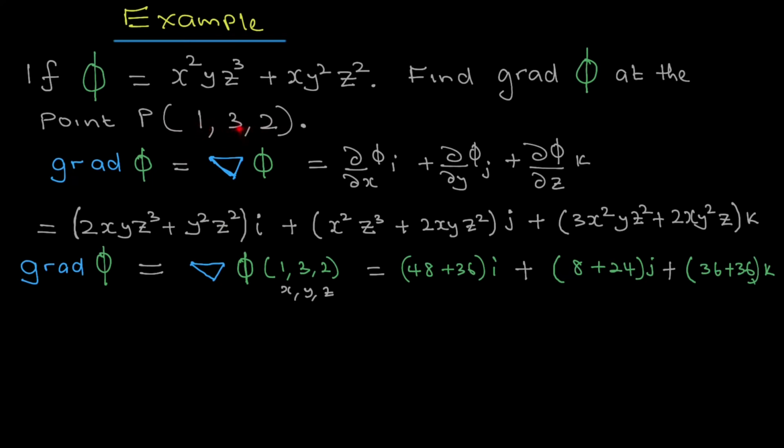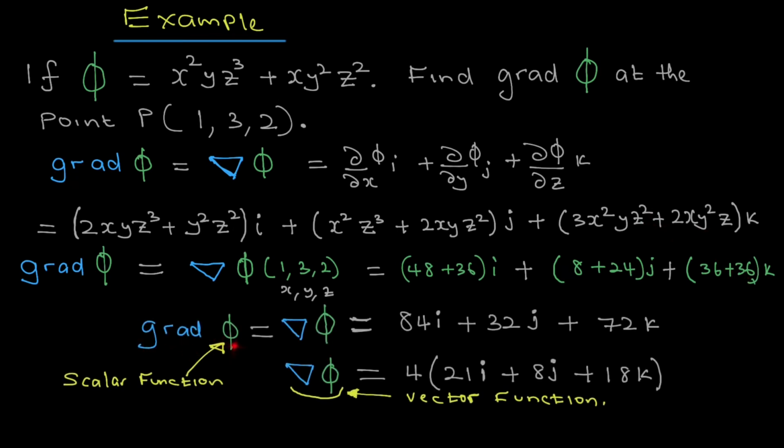Now we need to work out grad for that point. This is x, y, and z. And so to do that, we just place the x value in there, and the y value and z value. In doing that, we get 48 plus 36 for that one. And for that one, I get 8, because when x is 1 and z is 2, 2 cubed is 8, 8 times 1 is 8. And then I do the same thing here, and then do the same thing there. I get 36 for that and 36 for that.